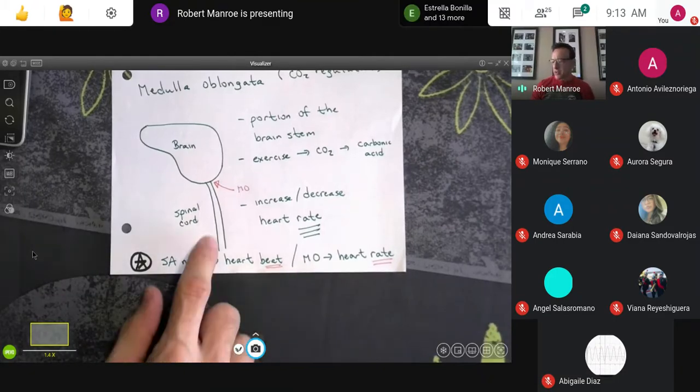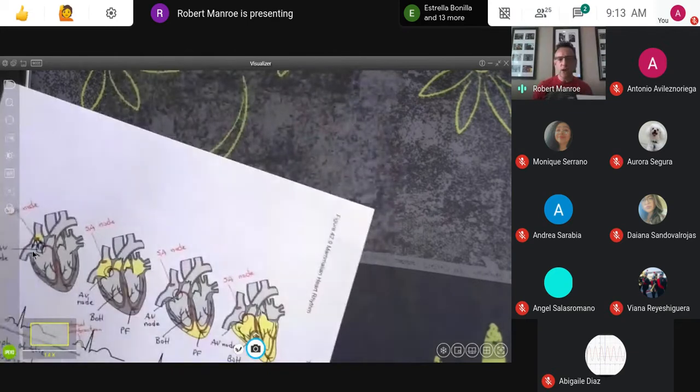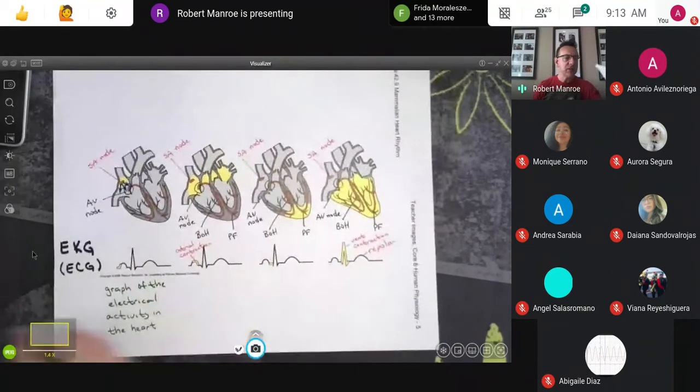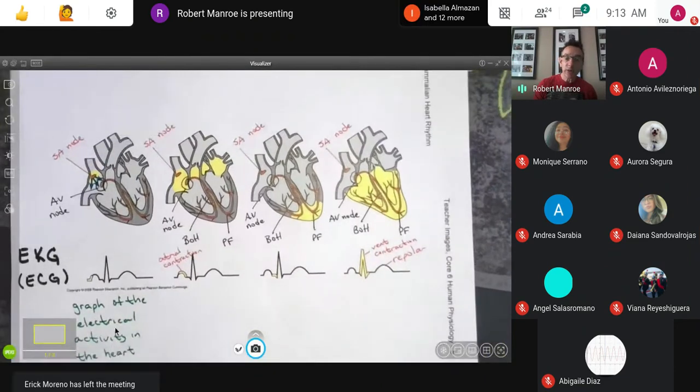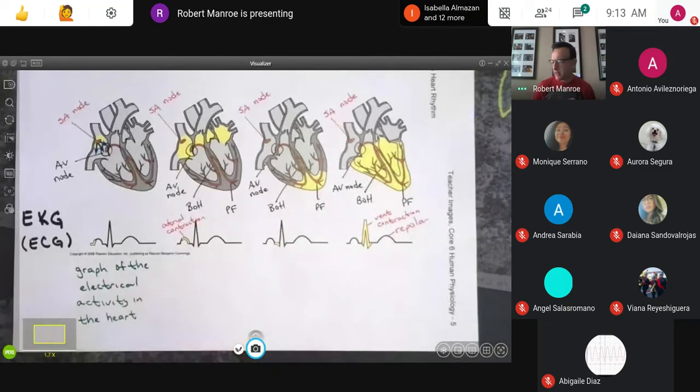Okay, then since we're talking about an impulse through the heart, we have the ability to track that electromagnetic impulse. We actually track the disturbance that impulse creates. So this is a graph of the electrical activity in your heart. So thus it is an electrocardiogram, electro-heart graph.